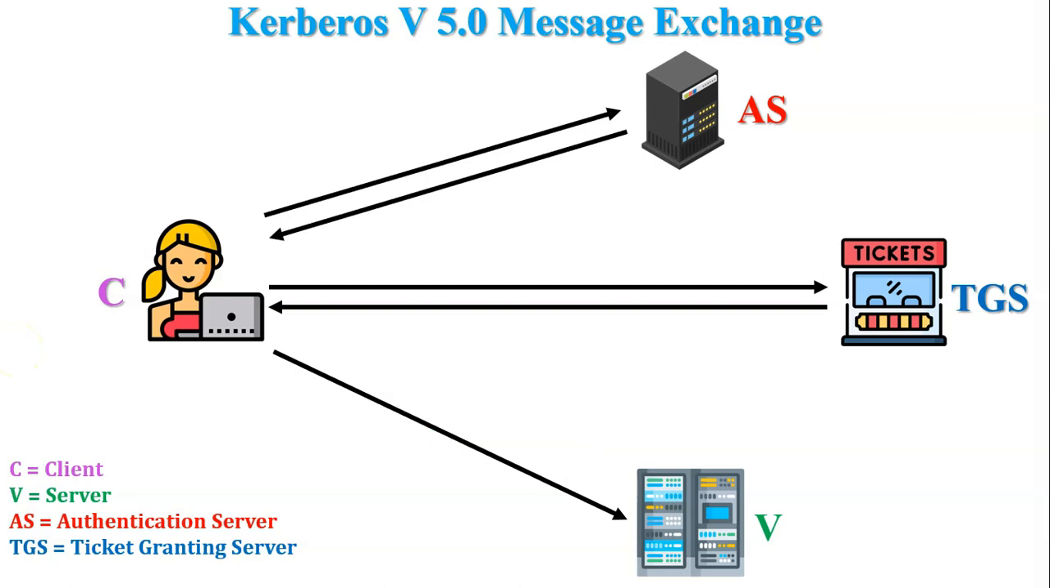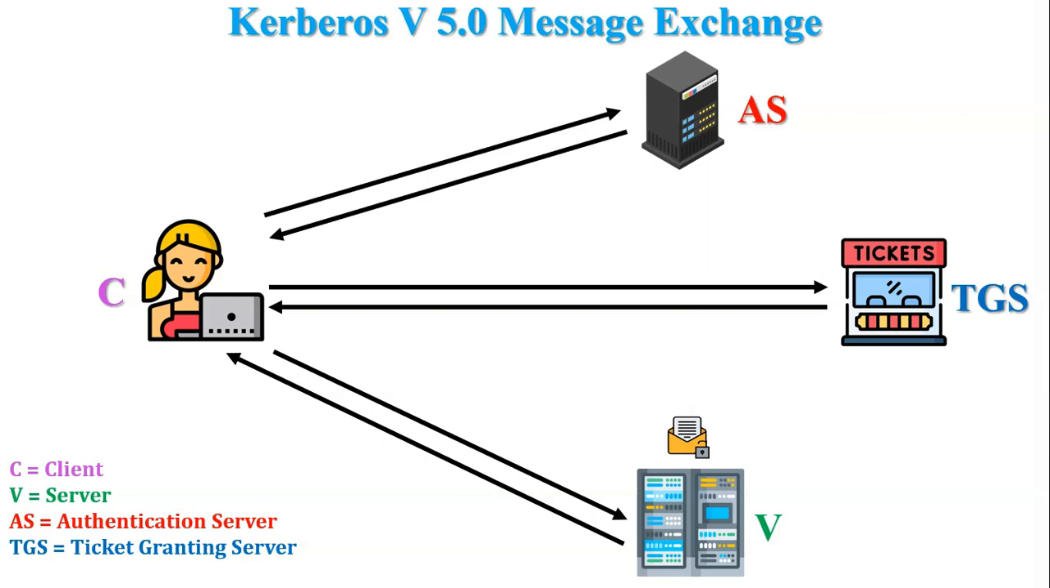Then after, server V will send an encrypted message to the client. Client will decrypt that message and accept the connection. Then after, client sends an encrypted message to the server and requests for the services. Server will decrypt that message and provide the requested services to the client. So this is the message exchange scenario for the understanding purpose.